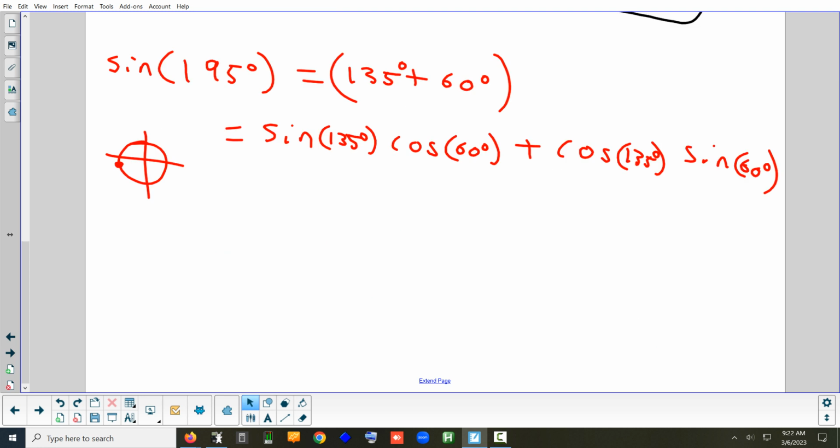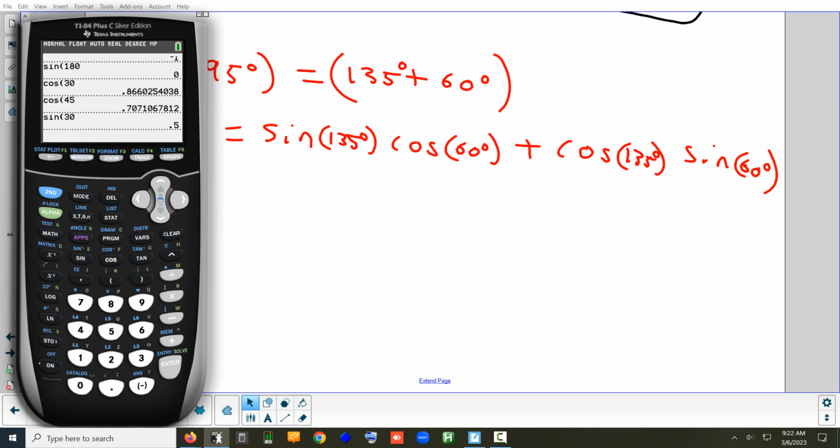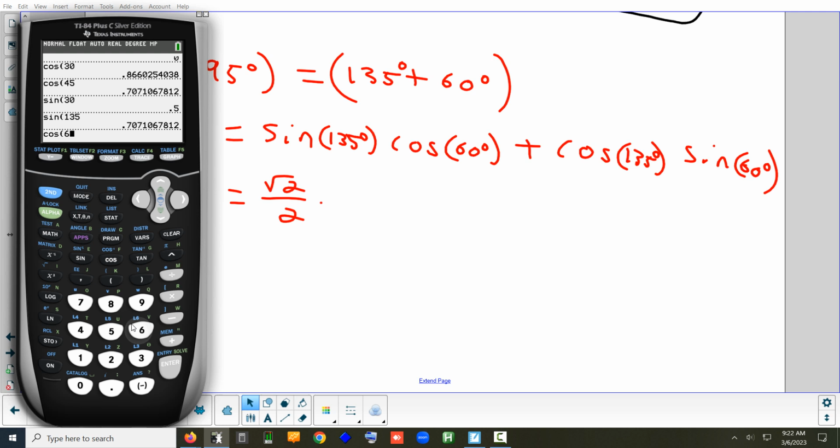Now we just have to do all 4 of those out and see what we get. So sine 135: 0.707. What is 0.707? Well, the square root of 2 over 2. Okay, cosine of 60: 1/2.